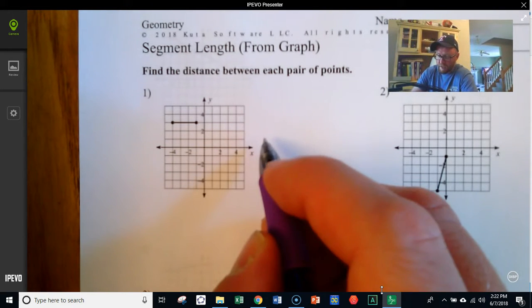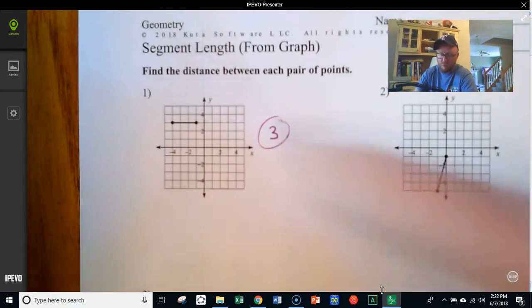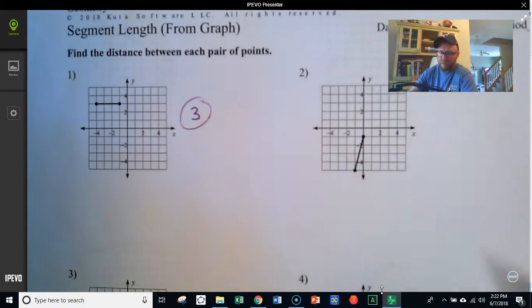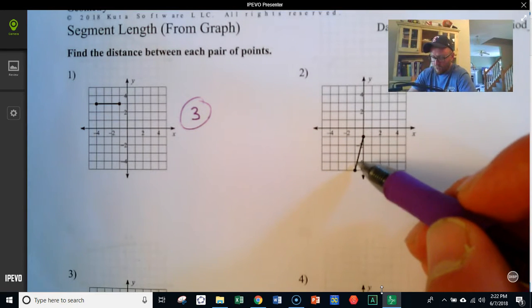3. There isn't even any work to show. When it's something where it's running diagonal, we have to do a little calculating. You can't just count spaces anymore. I can't just go like, 1, 2, 3, 4.